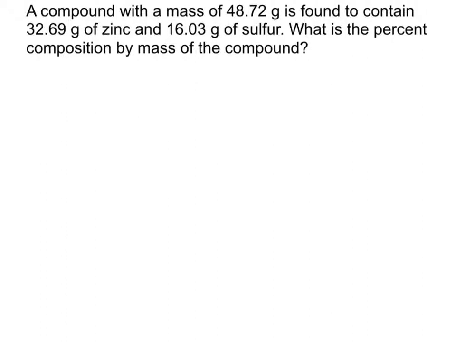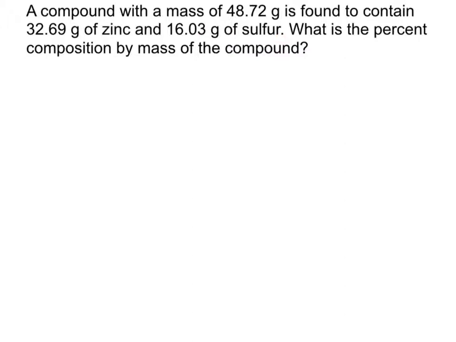Alright, so for the first question, for finding the percent composition by mass, I'm going to look at my overall amounts here. In the question you should notice that you're told that the compound has this much zinc, 32.69 grams, and 16.03 grams of sulfur.